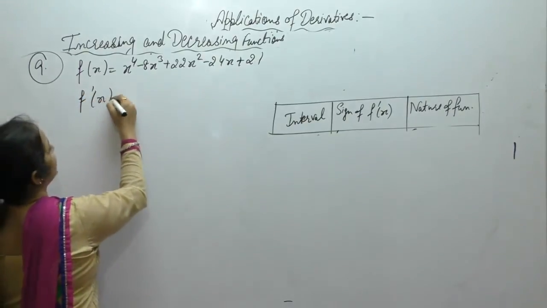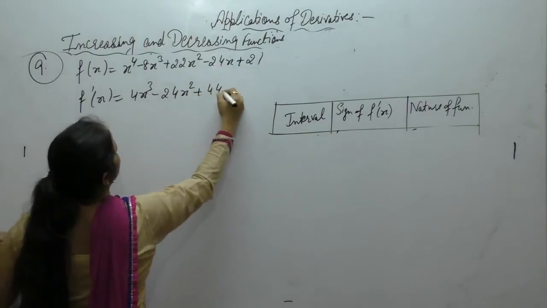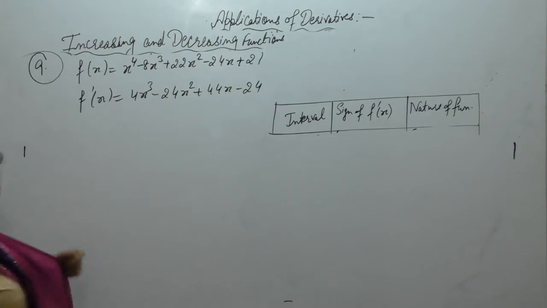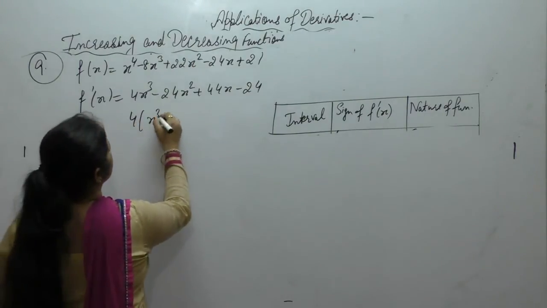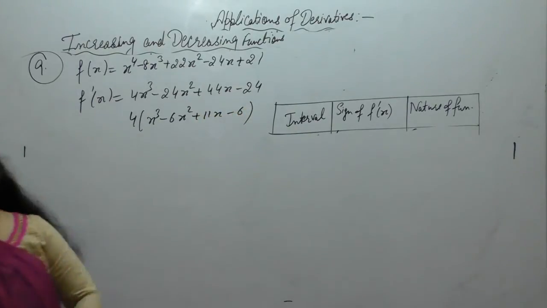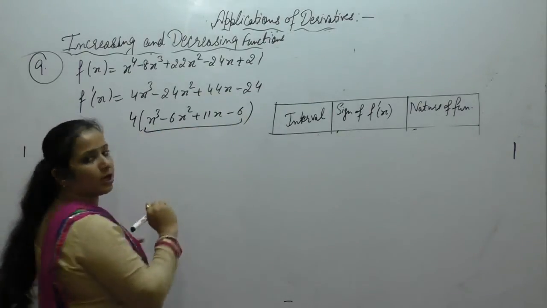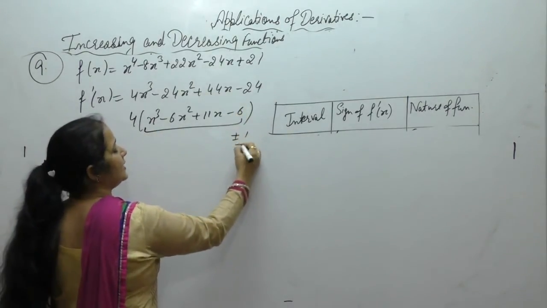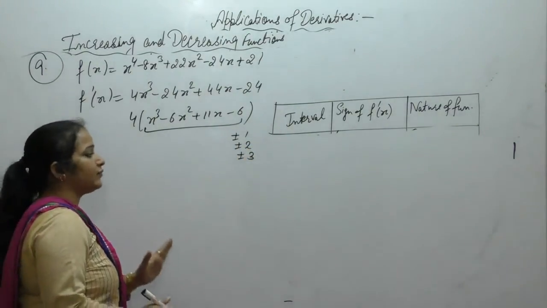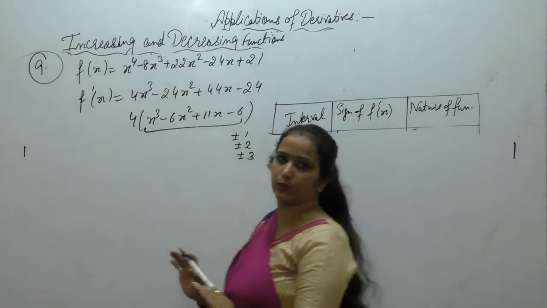Take the derivative. 4x cube, 8 into 3, 22 into 2, minus 24. Clear up to here? Take 4 common. 4 into 6, 4 into 11, 4 into 6. Is it clear? Now this is the cubic polynomial. Factors of 6 are plus minus 1, plus minus 2, plus minus 3. We have to check for any one factor for which this value is equal to 0.